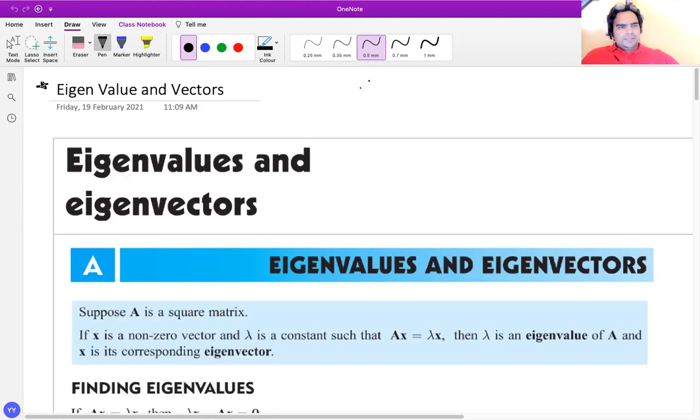So, the objective of this lesson is to understand the basic concept of eigenvalues and eigenvectors. Before I go ahead on the concept, I just wanted to clarify what the geometrical significance and the definition of eigenvalue and eigenvector are.